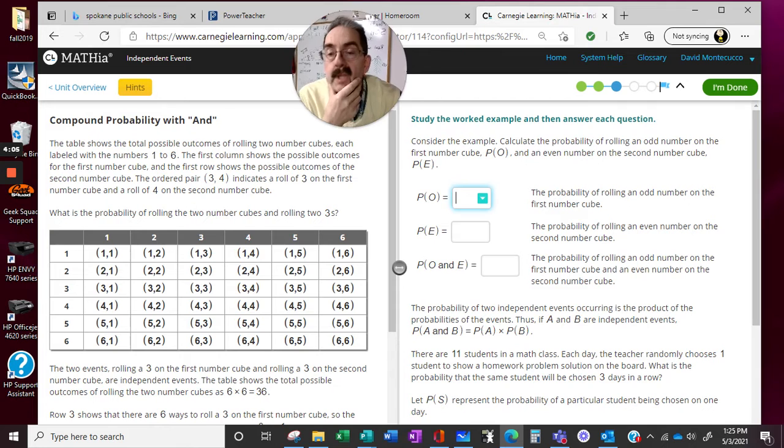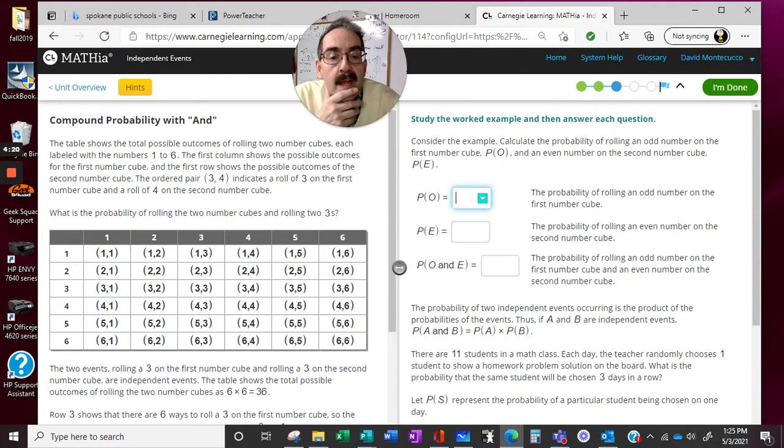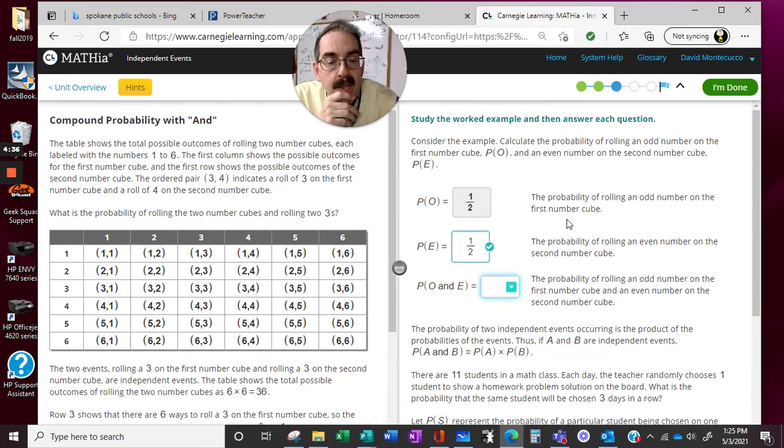Okay, now, the dice problem, okay? 2 dice, you roll them. You can get a 1 and a 1, all the way through 6 and 6, okay? Alright, so now we have all the possible combinations. Now, calculate the probability of rolling an odd on the first cube. Odd, 3 out of 6. Okay, probability of rolling an even on the second, 3 out of 6. Now, what's the probability of an even and an odd?